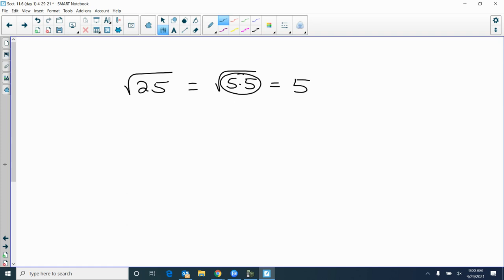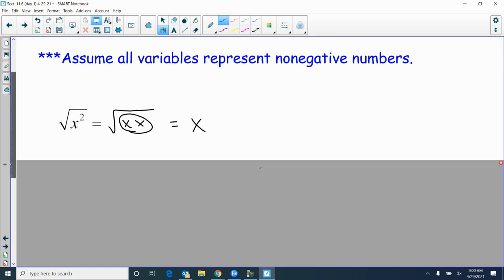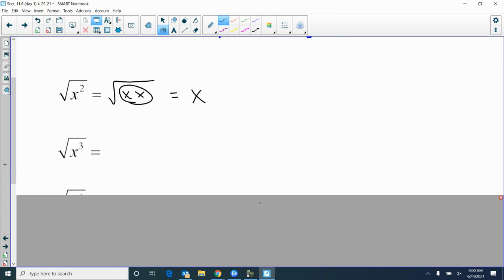So x squared means how many x's do I have? 2 of them. So that means I have 1 pair of x's. So every time I have a pair, what goes on the outside? An x. So the square root of x squared is just x. The square root of y squared equals y. Okay, because there's 2 of them. What about x cubed? Not the same. X on the inside, x on the outside.